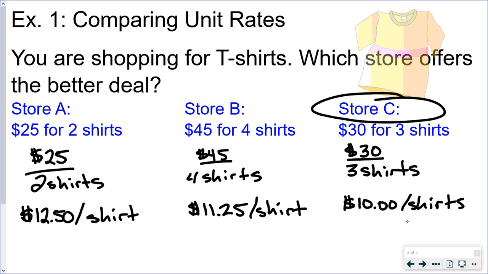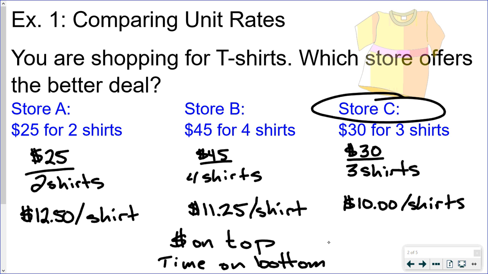Unit rates make it easy to compare things. To get a unit rate, all you do is take the rate and divide it. In a unit rate, the denominator is 1. When you have money in a rate, money should always go on top. So money on top, let me write that down. Money on top. If there's time, time always goes on the bottom, in the denominator. So money on top, time on the bottom.